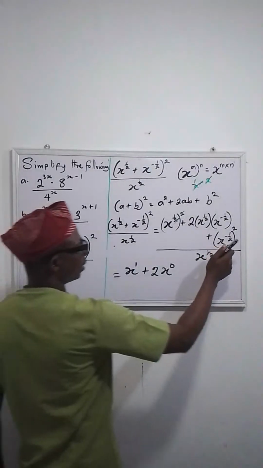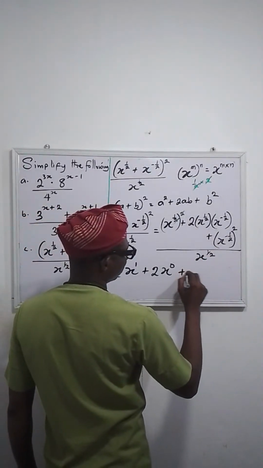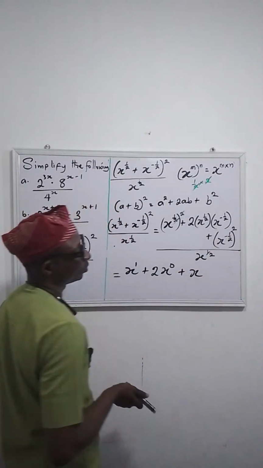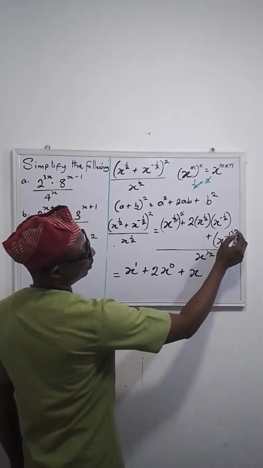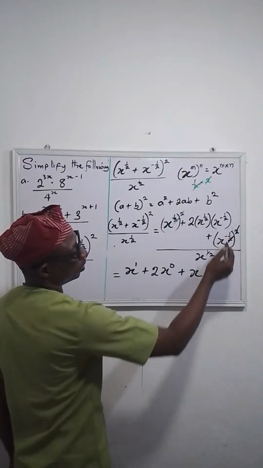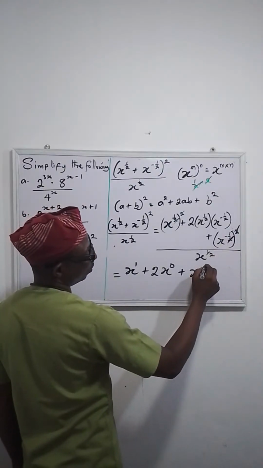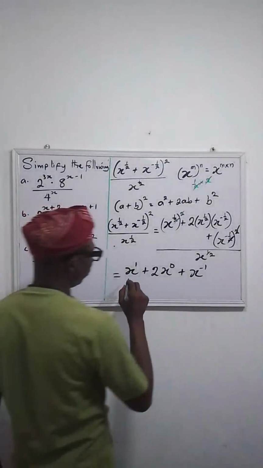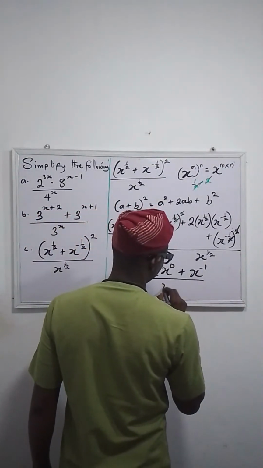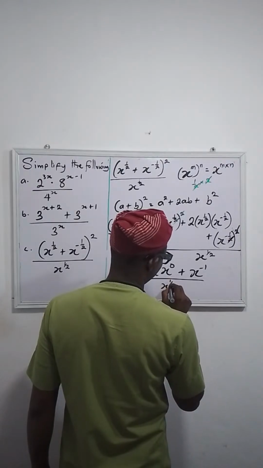Okay, now let's look at the third one, plus x raised to the power of, now you can see we have a power of 2 here. Now these 2 will cancel these 2. So we'll be having x raised to the power of negative 1. And everything all over x raised to the power of 1 over 2.